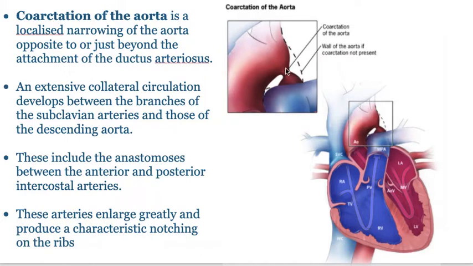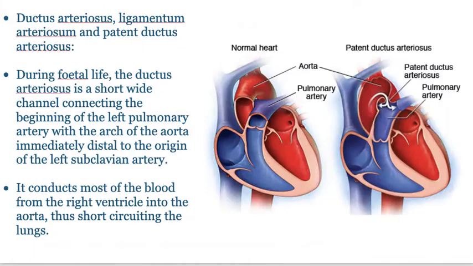Okay. So, what is coarctation of the aorta? It is a localized narrowing of the aorta opposite or just beyond the attachment of the ductus arteriosus. An extensive collateral circulation develops between the branches of the subclavian artery and those of the descending aorta. These include anastomosis between the anterior and the posterior intercostal arteries, producing a characteristic notching of the ribs.